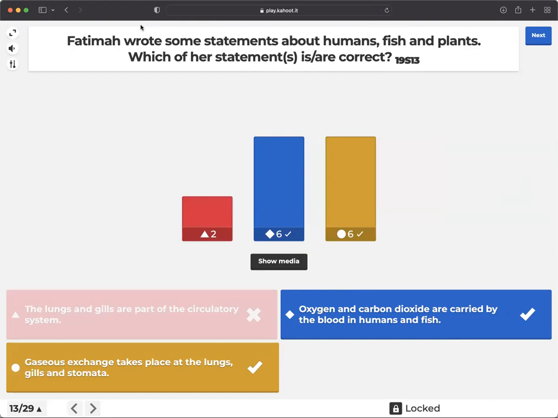For this question, most of you got it correct. So 2 of you got it wrong. Let me show you this. Okay, very good. Jaylene mentioned lungs and gills. Lungs and gills are actually part of the respiratory system, not the circulatory system. The circulatory system is your blood, your heart and so on. Understand? So these 2 are part of your respiratory system, whereas the circulatory system consists of your heart and blood and so on.